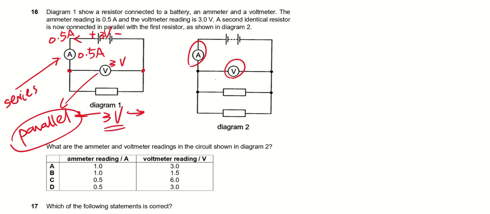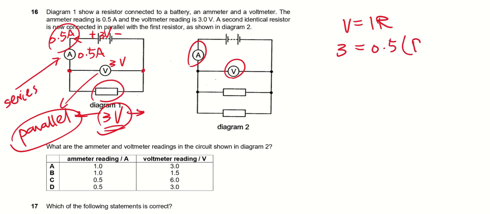Now a second identical resistor is connected. With this, I can calculate the value of this resistor. Because the potential difference is 3 volts and the current is 0.5 ampere, let me do a quick calculation. The voltmeter reading is 3, current is 0.5, so R is actually 6 ohm.